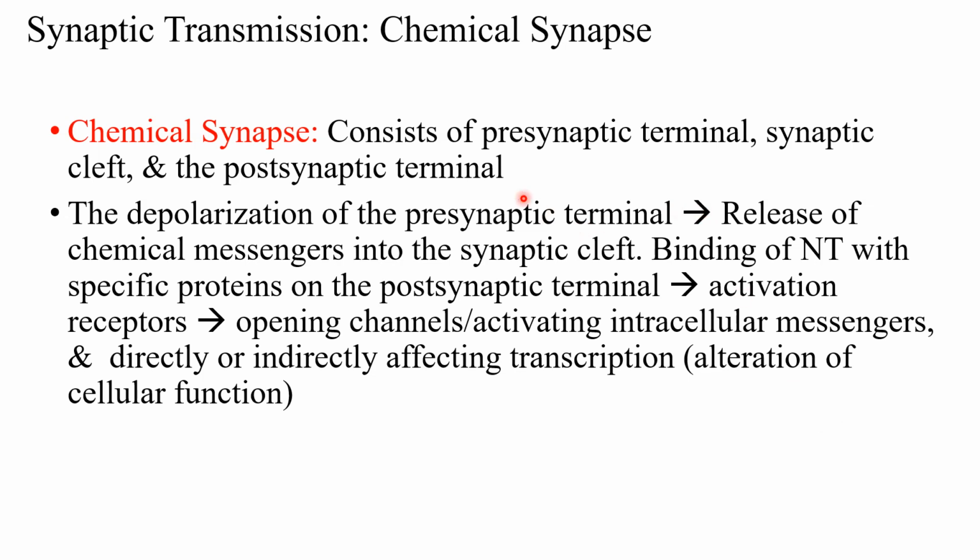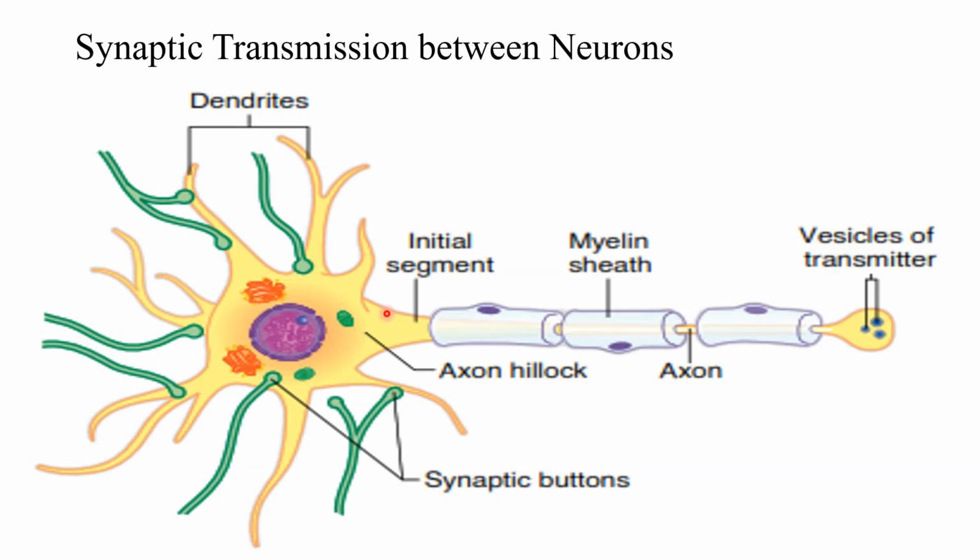So a chemical synapse contains the presynaptic terminal, the synaptic cleft, where cleft means the gap between the two, and the postsynaptic terminal, right? So these are the sequence of events we have already discussed. Look, synaptic transmission between neurons. Look here, this green color, what are they showing? Are they the presynaptic cell or postsynaptic cell? These are presynaptic, and this is the postsynaptic.